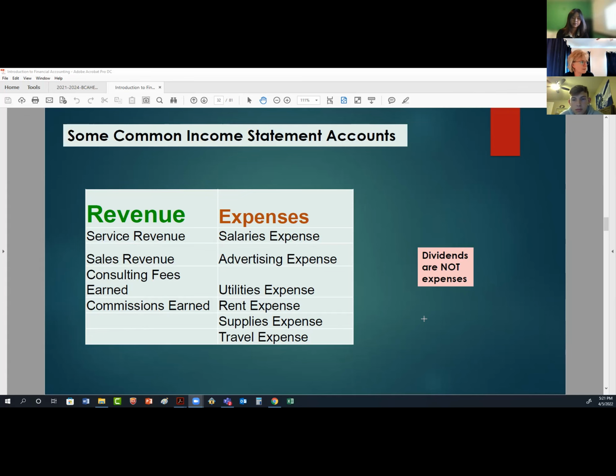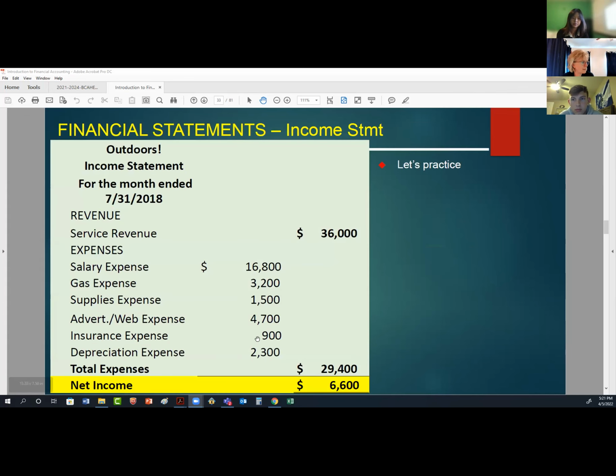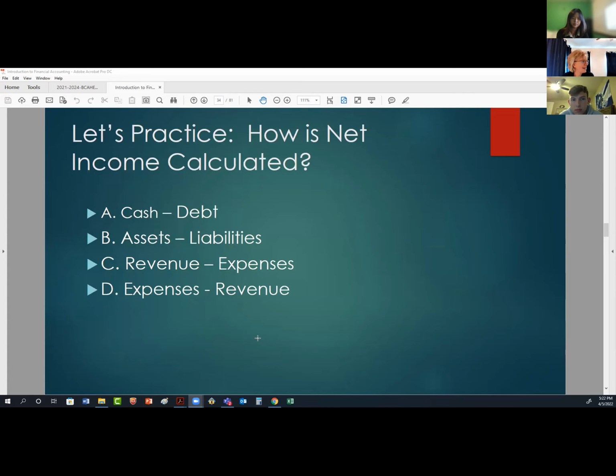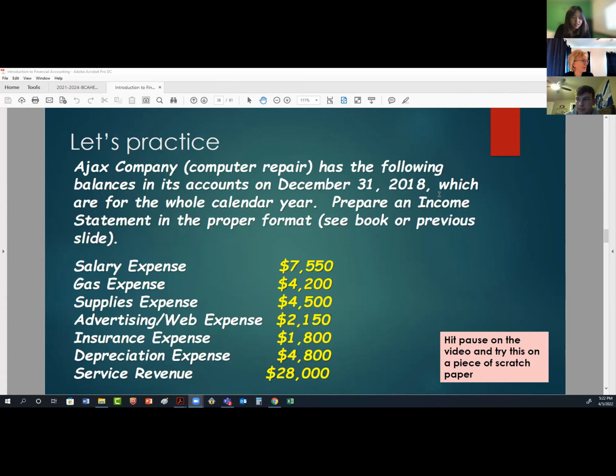Dividends are not expenses. Okay, so here's that income statement. And how is net income calculated? So tell me with your hands up. 1 for A, 2 for B, 3 for C, and 4 for D. Which is the correct answer? How do we calculate net income? Yes, yes. All right.